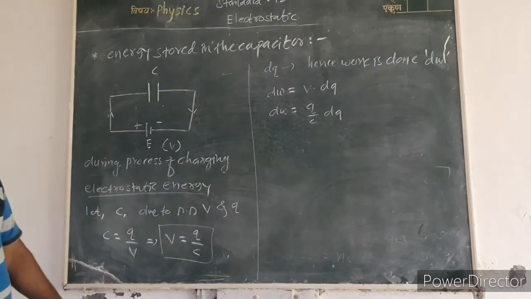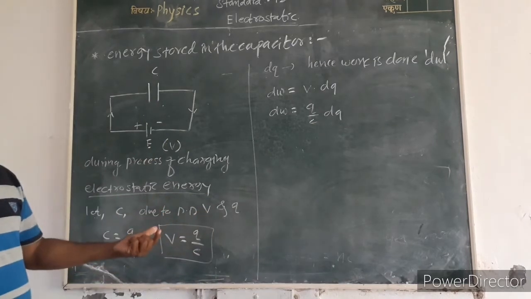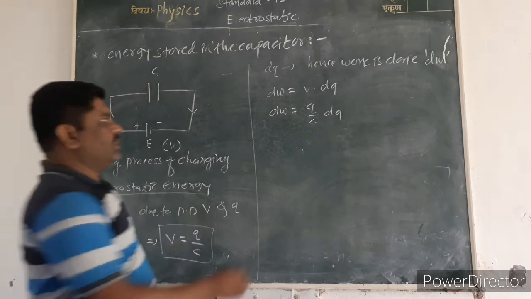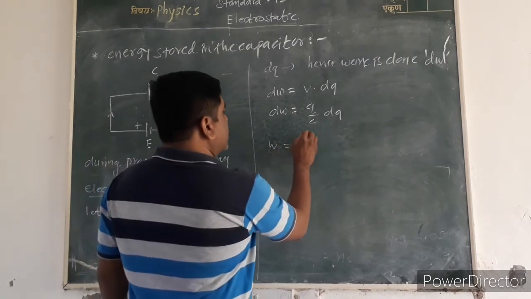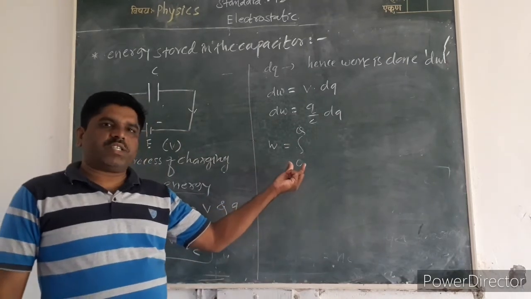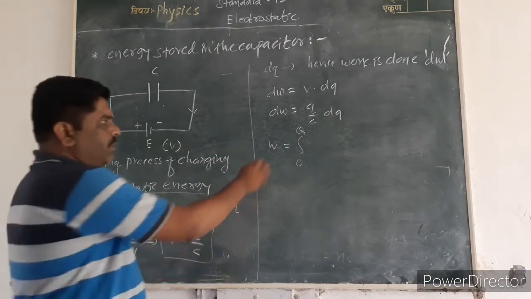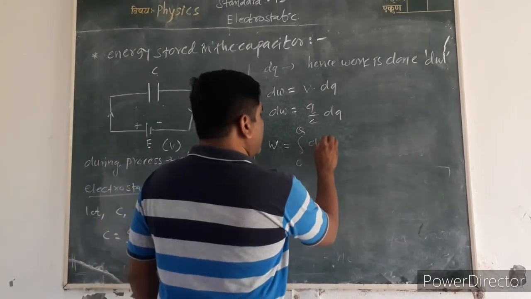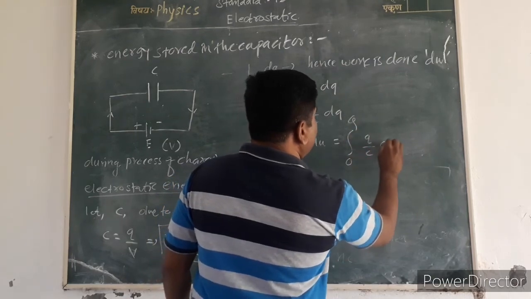During the process of charging, work is done, but we find the total work done, that is, for the total charge stored in the given capacitor. Therefore, the total work done W is equal to the integration from 0 to Q. 0 means there is no charge, Q means total charge, fully charged capacitor. Therefore, W is equal to the integration of dW from 0 to Q, which is equal to the integration from 0 to Q of Q upon C into dQ.